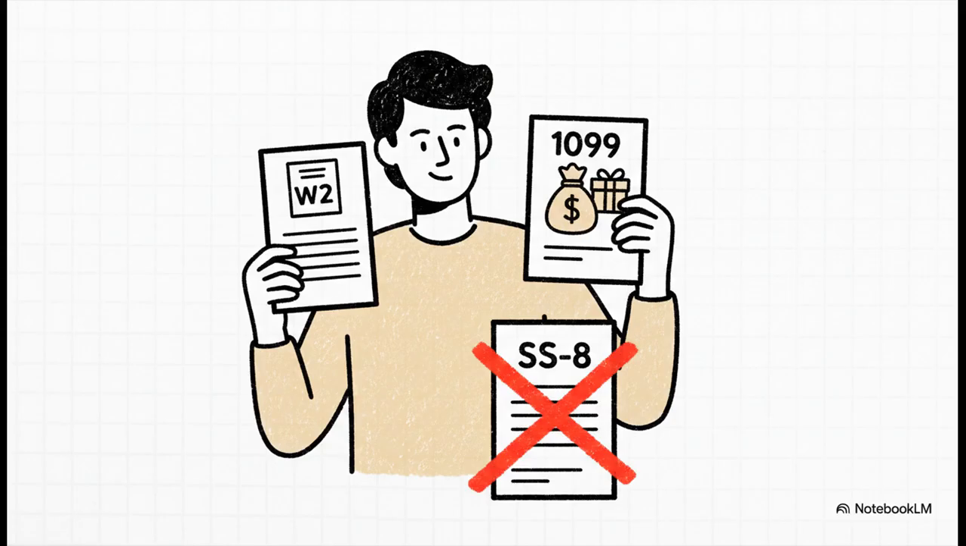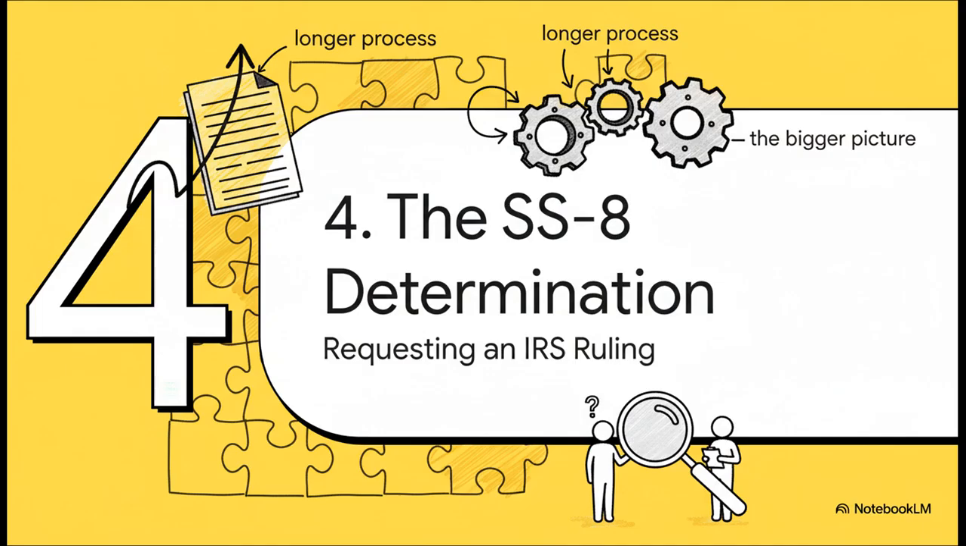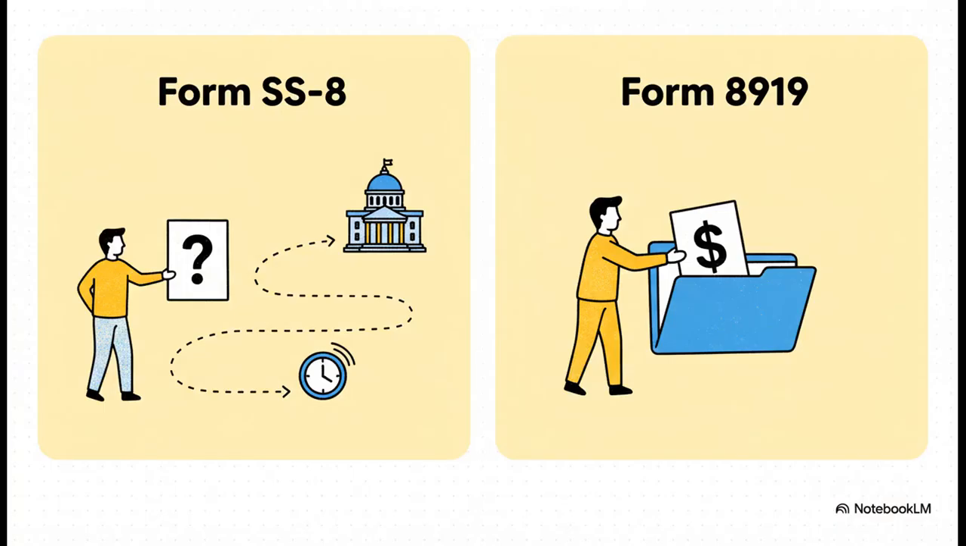You can just use Code H and directly reclassify that 1099 money as wages. It's a fantastic shortcut. So, we just mentioned that other form, the SS8. It is really important to understand where this fits in because it's a completely separate and much, much slower process than just filing your taxes.